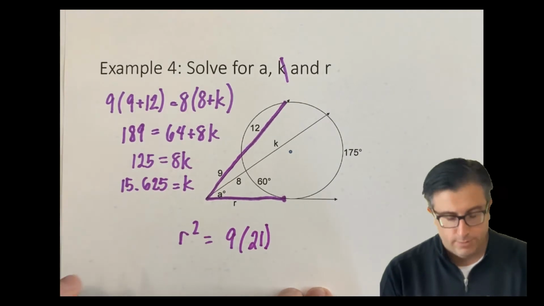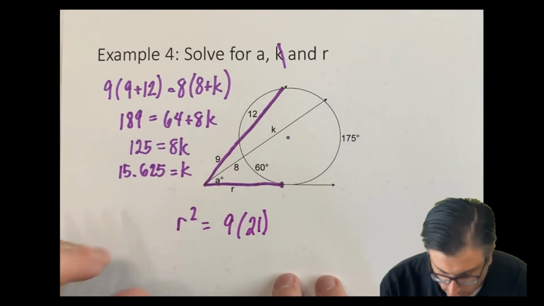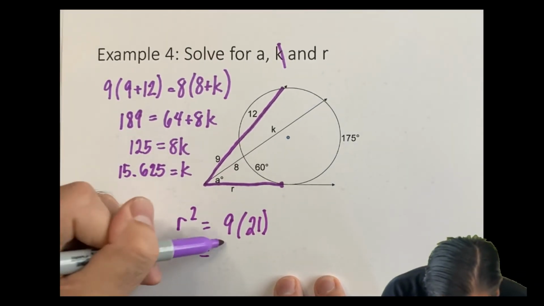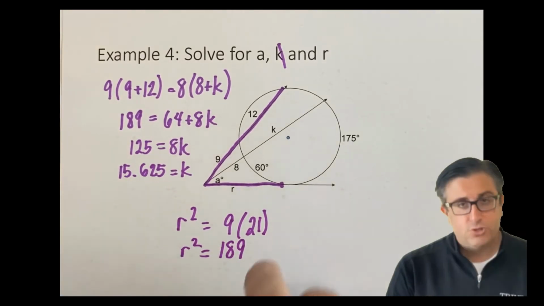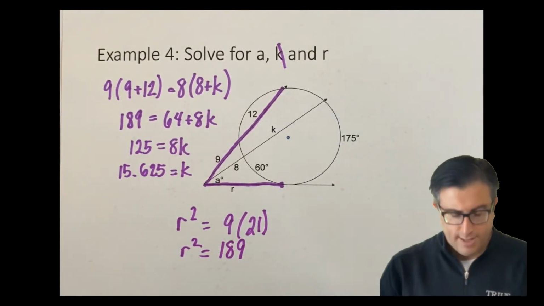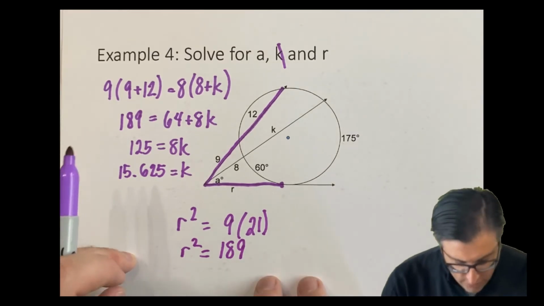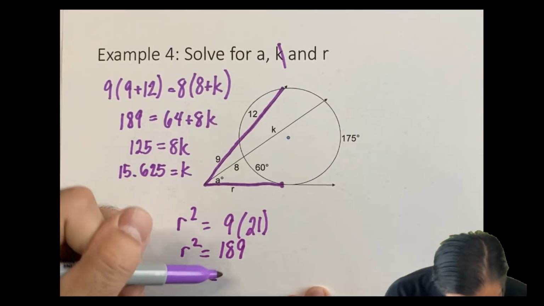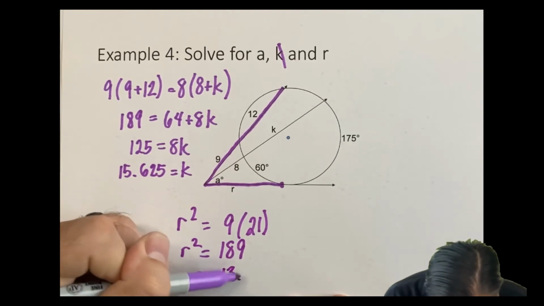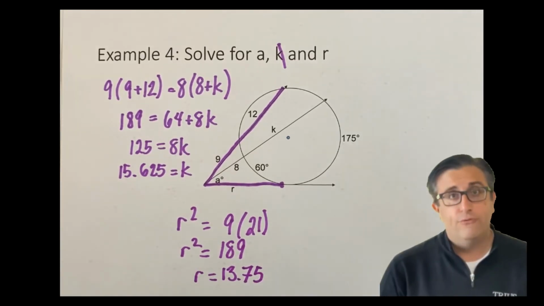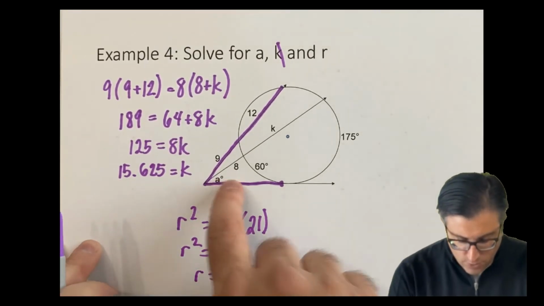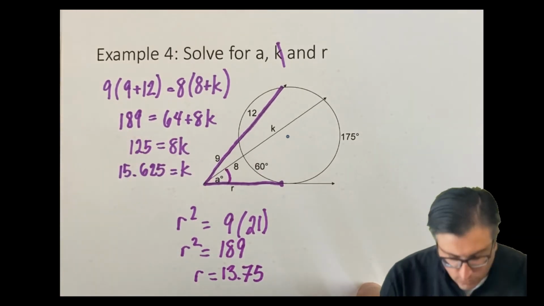Same as the last problem. 9 times 21 is 189. So R squared is 189. Pick up your calculator. We need to square root 189. And I find out that the square root of 189 is 13.75 for R.